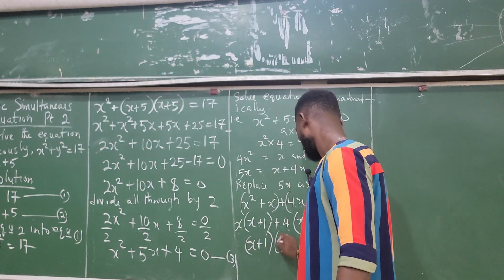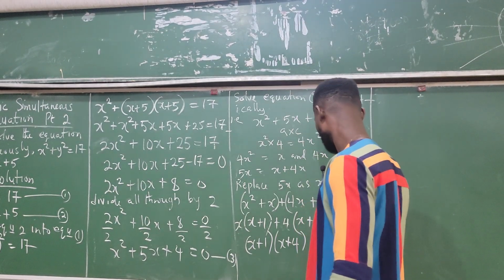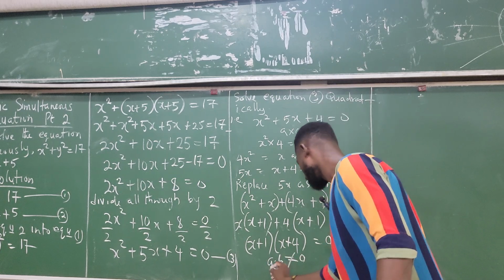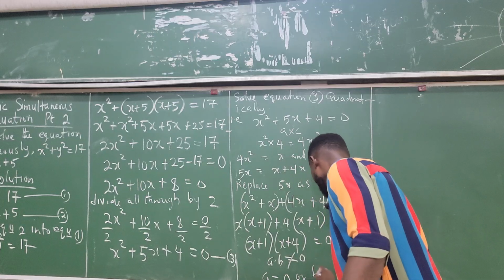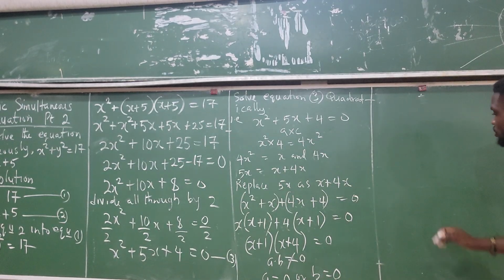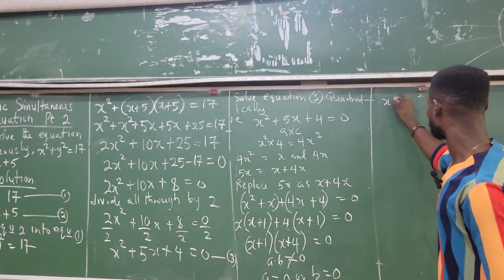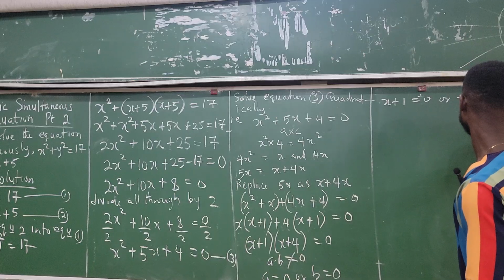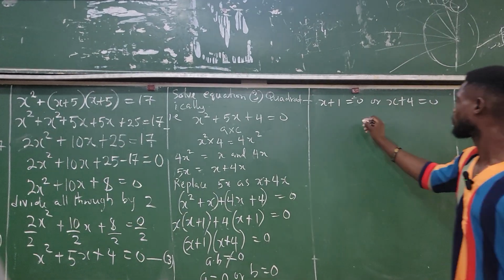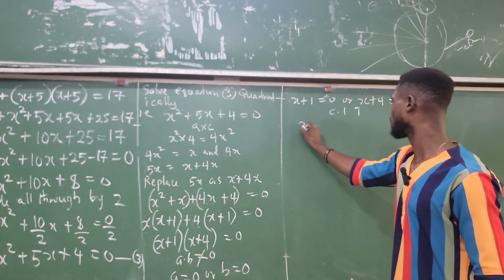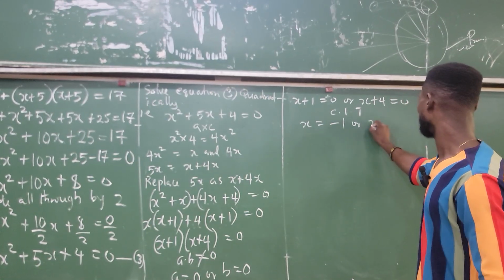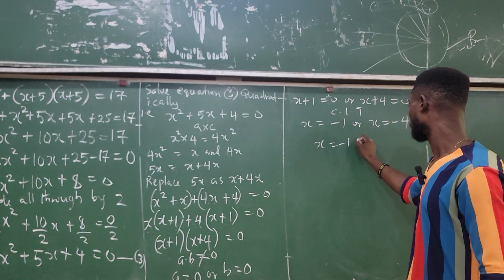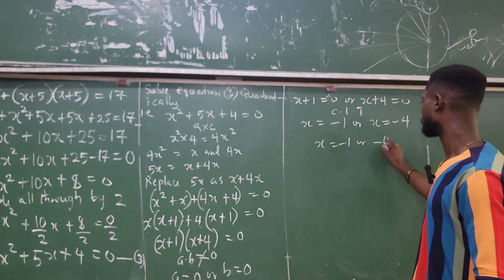and pick the factors. x plus 4 is equal to 0. According to the law, if a times b equals 0, it's either a is equal to 0 or b is equal to 0. So if you do that, we now have that x plus 1 is equal to 0, or x plus 4 is equal to 0. Therefore, we collect like terms. We have x is equal to minus 1, or x is equal to minus 4.